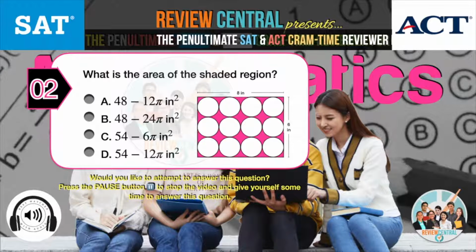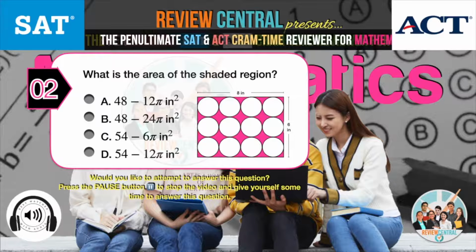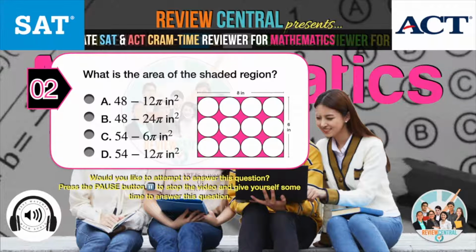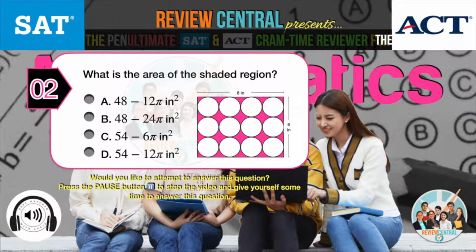Question number 2. What is the area of the shaded region in the given figure? A. 48 minus 12 times pi square inches. B. 48 minus 24 times pi square inches. C. 54 minus 6 times pi square inches. D. 54 minus 12 times pi square inches. The correct answer is A. 48 minus 12 times pi square inches.